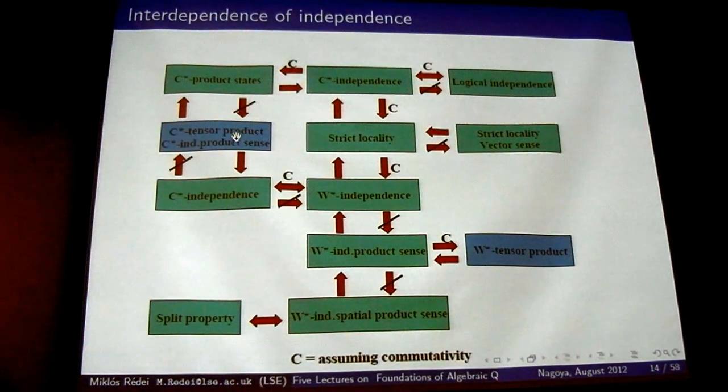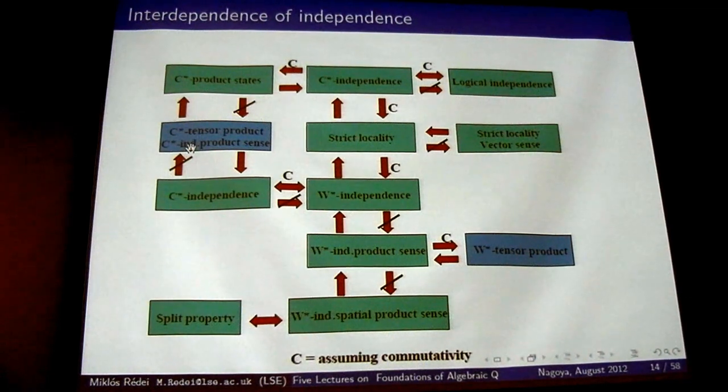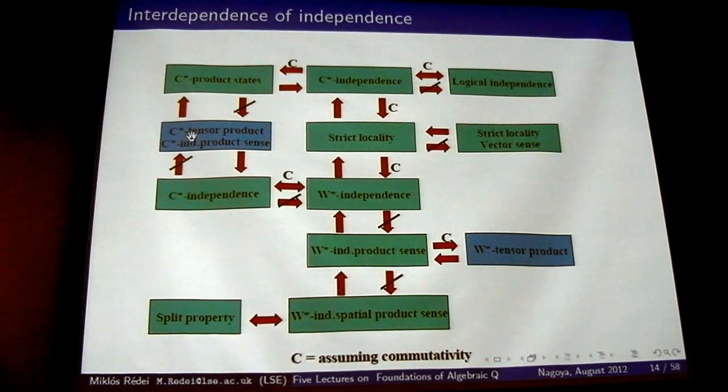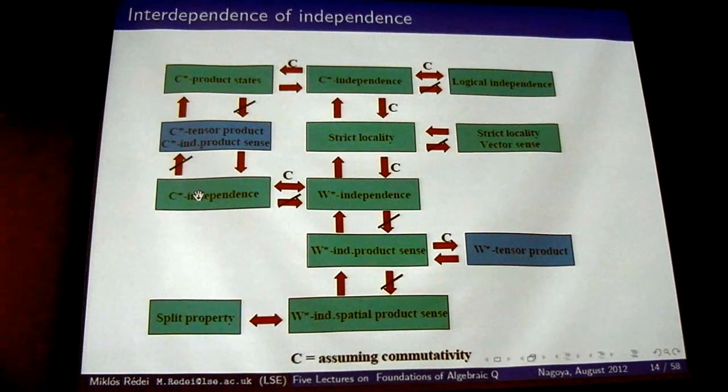Okay, C-star independence is entailed by the C-star tensor product structure, C-star independence in the product sense. The converse is not true, however. C-star independence in the product sense is strictly stronger than C-star independence.